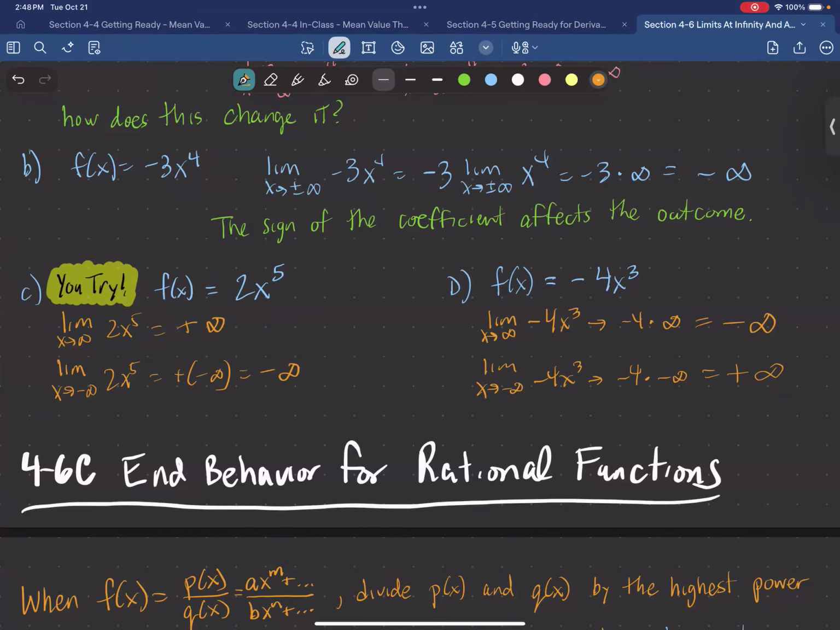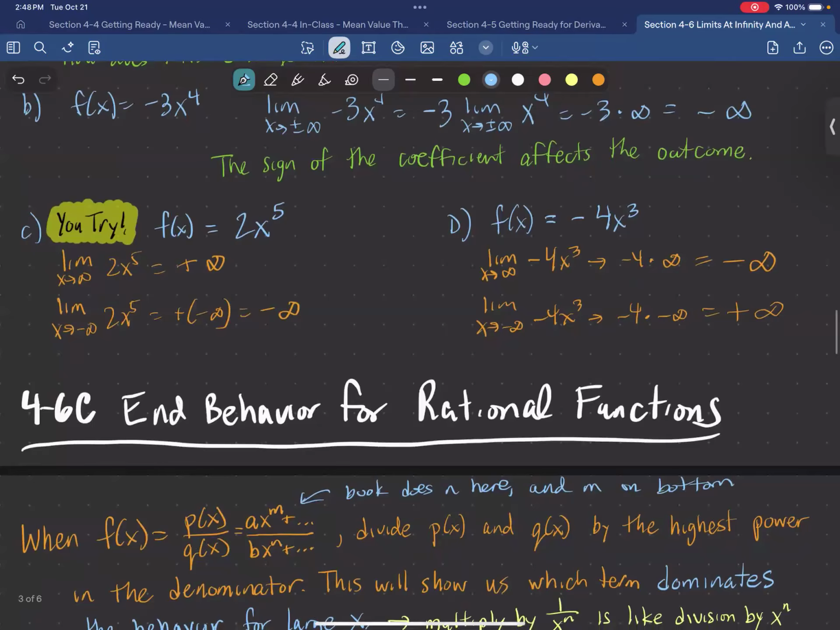We've got ax to the n on top. The book does n on top and m on bottom, and I didn't realize that until I was all the way through all the lecture notes. It will change some of it, but not everything. So just follow what I'm doing. Note that the book will say something slightly different based on m and n.